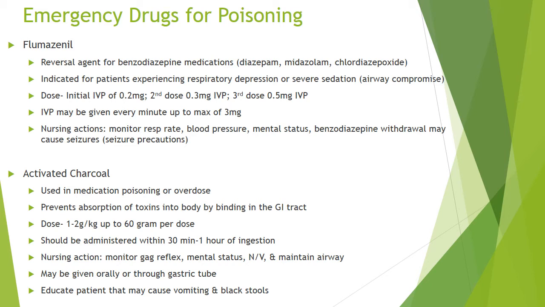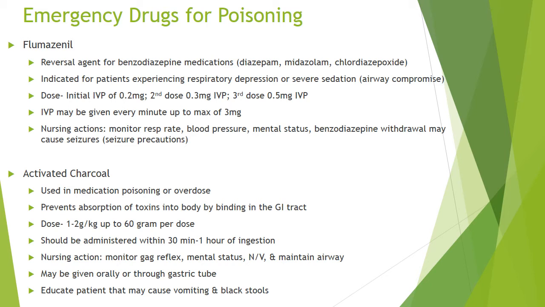Activated charcoal is used in treatment of poisoning or overdose by preventing absorption of toxins in the body by bonding to them in the GI tract. We give 1 to 2 grams per kilo up to 60 grams per dose. It should be administered within 30 minutes to 1 hour of ingestion, so it's really important to ask your patient if they're able to tell you when they took the medication.